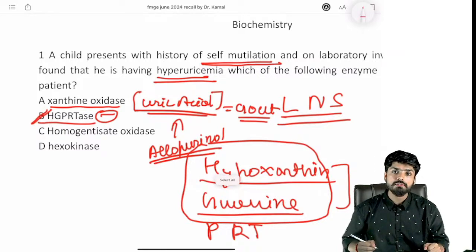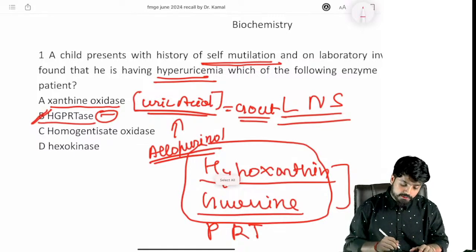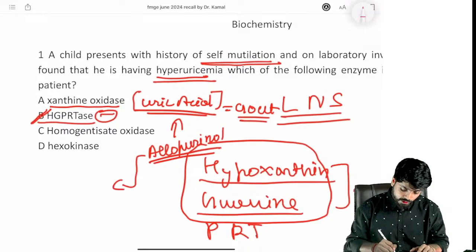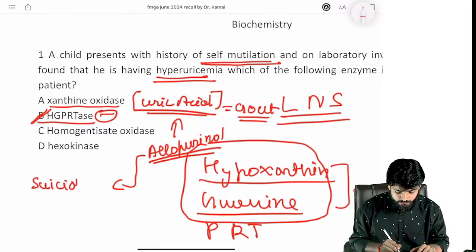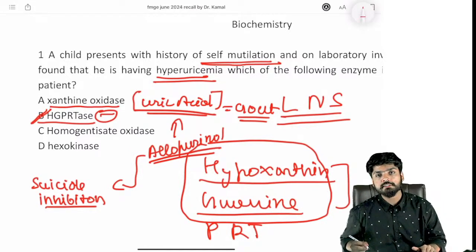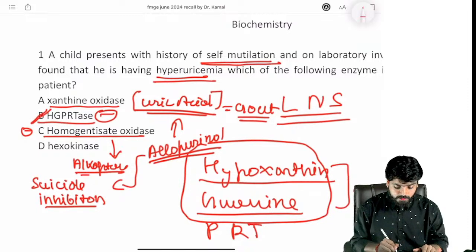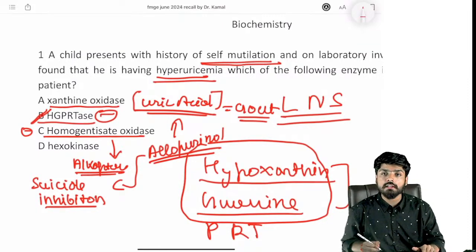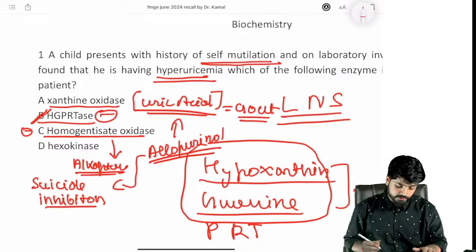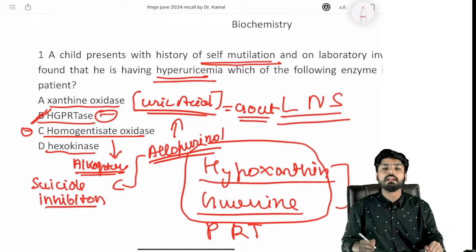Why is it called suicide inhibition? Because the substrate that activates it, it inhibits the substrate itself. So you have to remember it is an example of suicide inhibition. Other options are very easy. We all know homogentisate oxidase. The deficiency of homogentisate oxidase is none other than alkaptonuria. The characteristic findings are blackening of nails and blackening of urine on long standing. And last is hexokinase. We all know hexokinase is the first enzyme required in the glycolysis process.